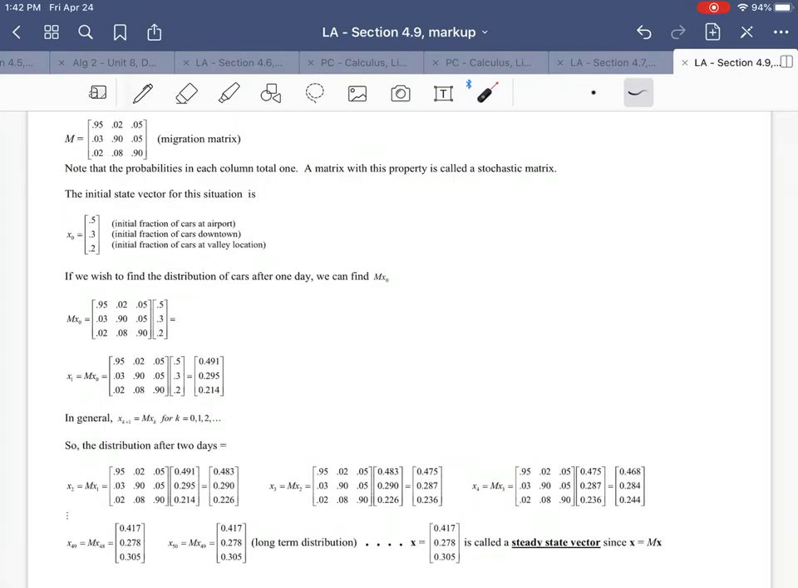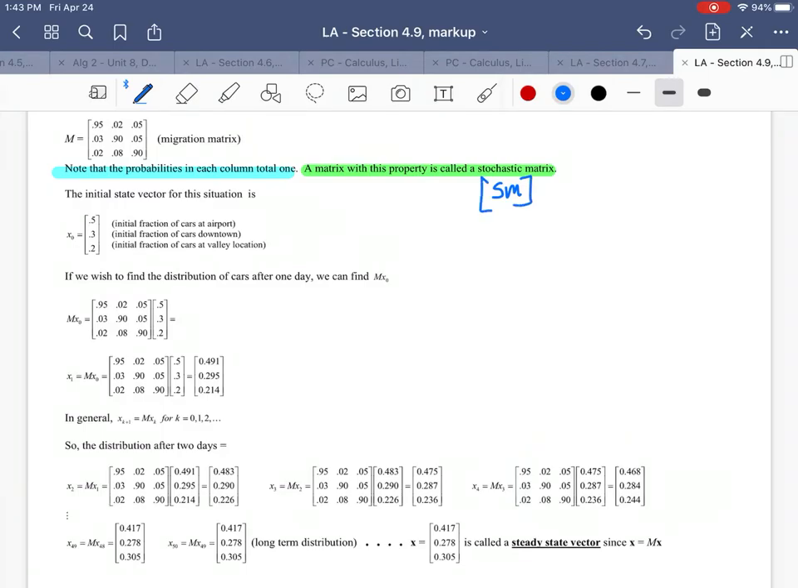Note that the probabilities in each column total 1. You need to cover 100% of where these cars were rented from. These all total 1, which is an important fact. A matrix with this property is called a stochastic matrix. That's what we're going to be calling it from now on. When I do this in the problems, I might just put SM, so I don't have to keep writing it over again.